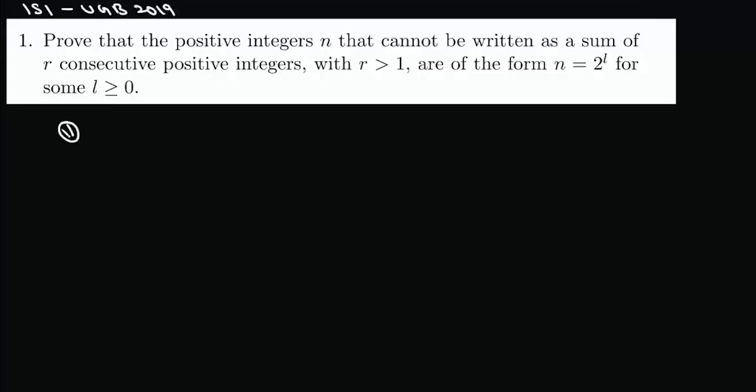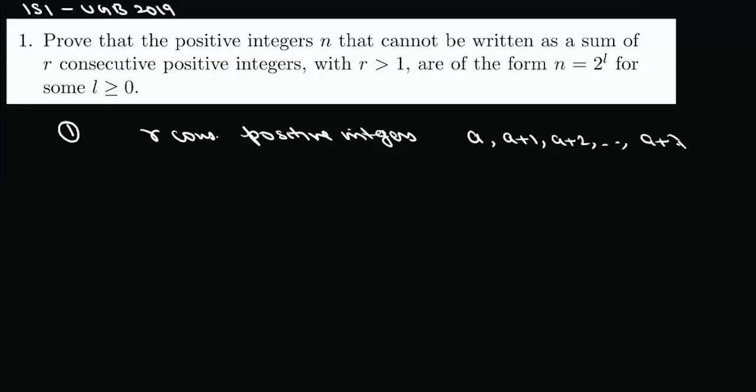Let us say we have r consecutive positive integers, and the first term is a, so we'll have terms like a plus 1, a plus 2, up to a plus r minus 1. We can write this sum as r by 2 times (2a plus r minus 1), and this is equal to some number n. Now we'll consider two cases.